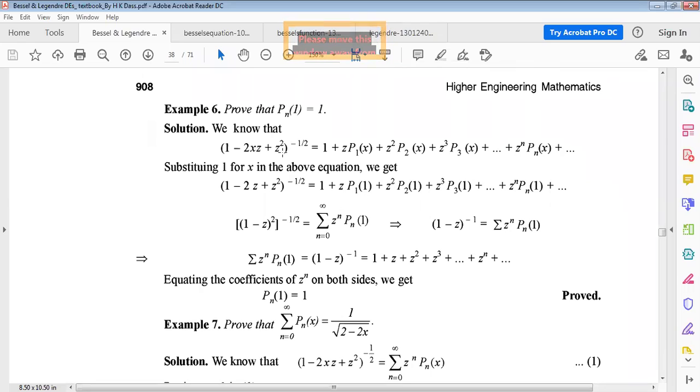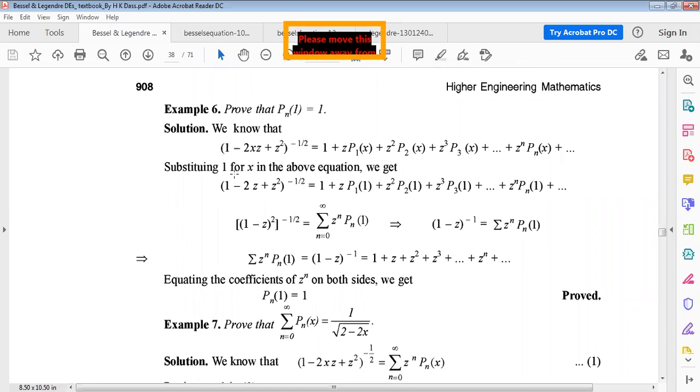Now prove that Pn(1) equals 1 using the Legendre generating function for Legendre polynomial. Okay, this is the generating function. Remember it. This is used as a formula, expressing this in series. Okay, the (1 plus x) to the power n formula.